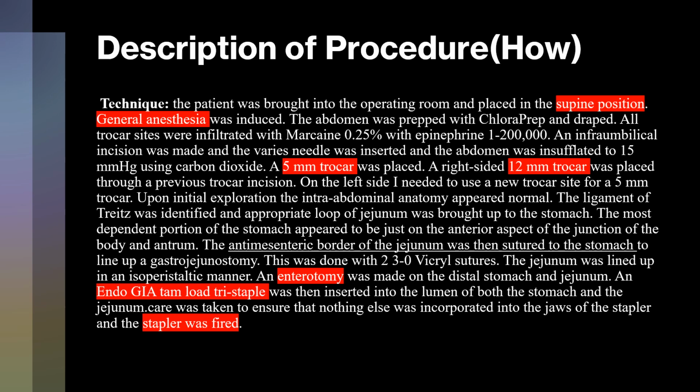again, the jejunum was lined up in an isoperistaltic manner. An enterotomy was made on the distal stomach and jejunum. An Endo GIA tri-staple was then inserted into the lumen of both the stomach and the jejunum. Care was taken to ensure that nothing else was incorporated into the jaws of the stapler, and the stapler was fired. The Endo GIA, again, is self-explanatory. It is a stapler that is used for endoscopic procedures, as we see here.